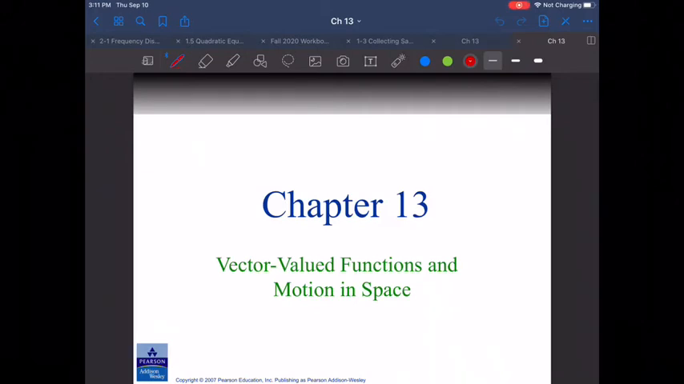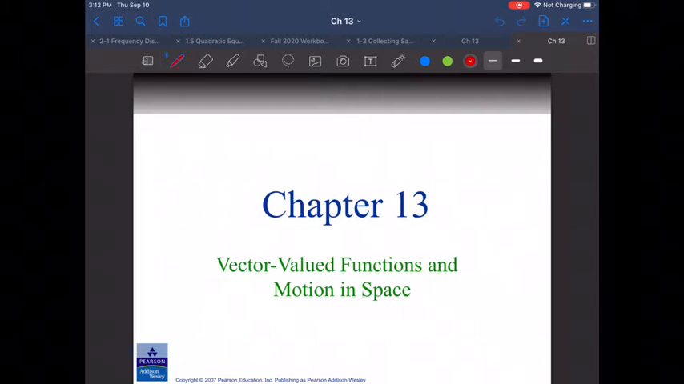All right, hello. We're going to get started on chapter 13 now. What we're going to get into here now are vector valued functions. Previously you're probably used to scalar valued functions. You plug in a scalar and you get a scalar value back out of it.